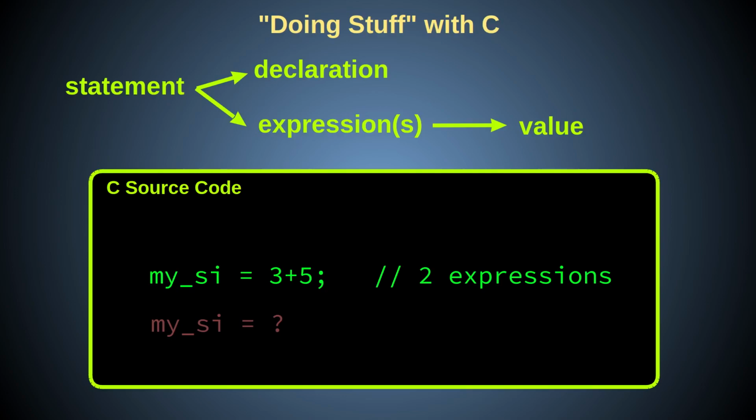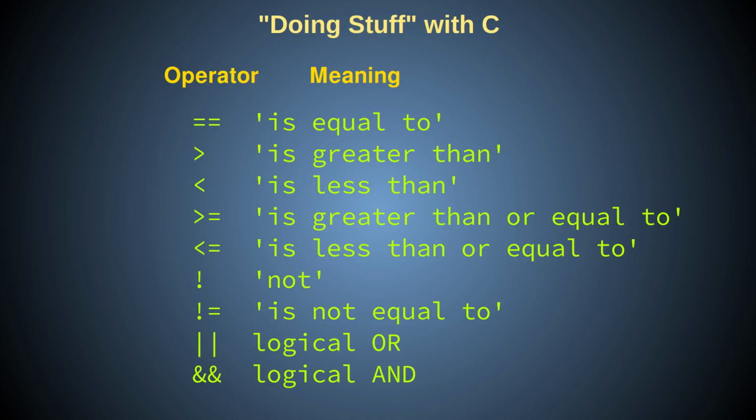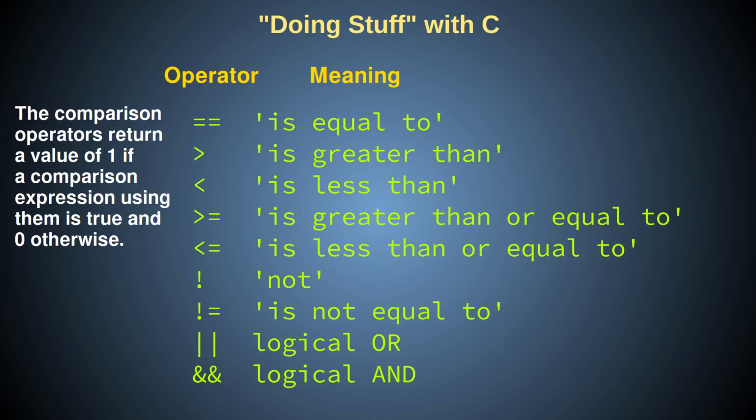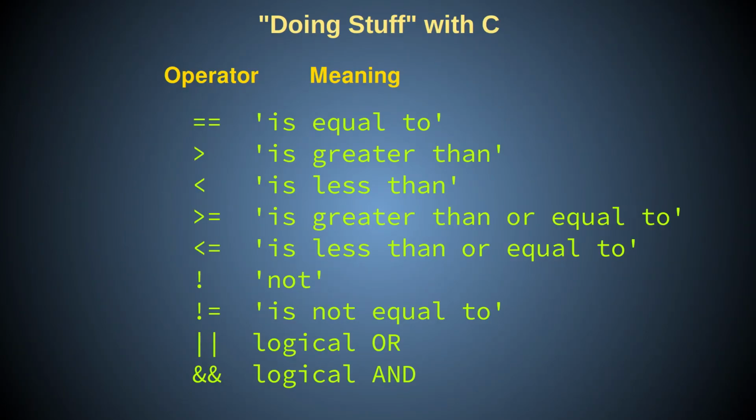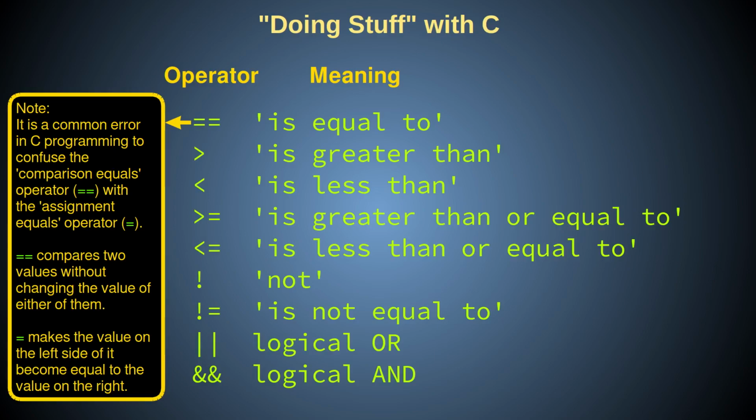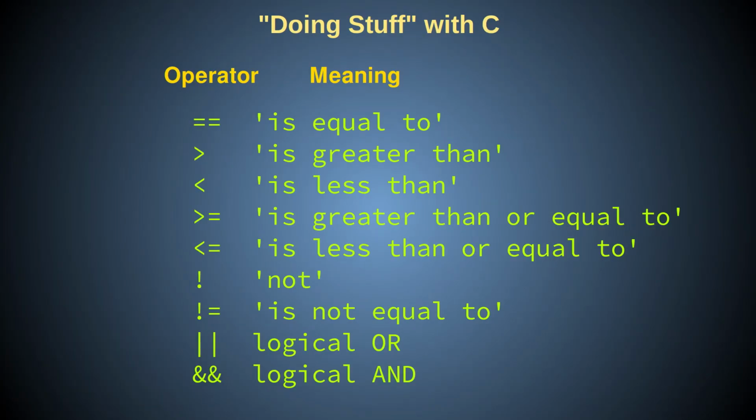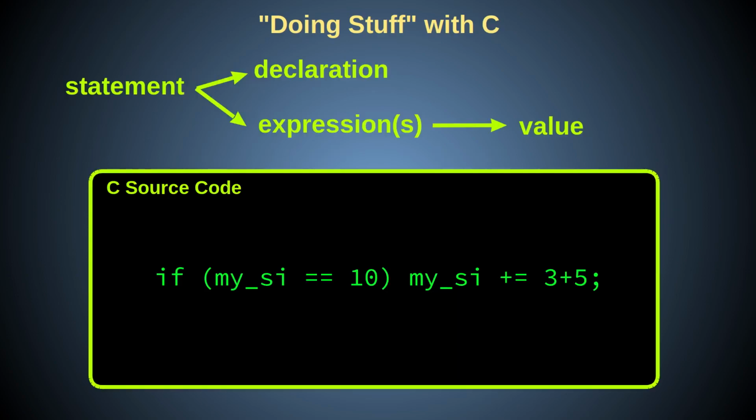Another class of expressions are the comparison expressions. In C, we have the set of comparison operators shown in the table. These can be used in many circumstances. Perhaps one that will be familiar with anyone with even the most cursory knowledge of programming or algorithms in general is the if, then, else control of flow operators. In C, we don't use the word then, that's just taken to be implied, but we do have if and else. For example, this statement will increment mySI by 8 only if the value of mySI is initially equal to 10.